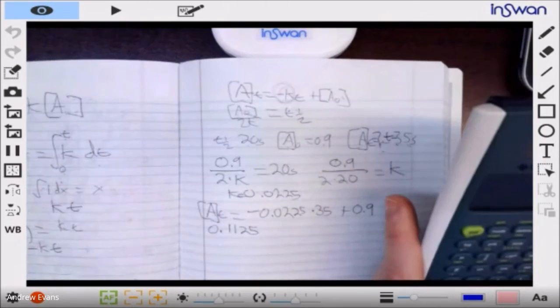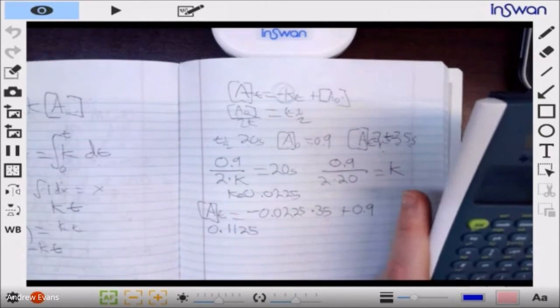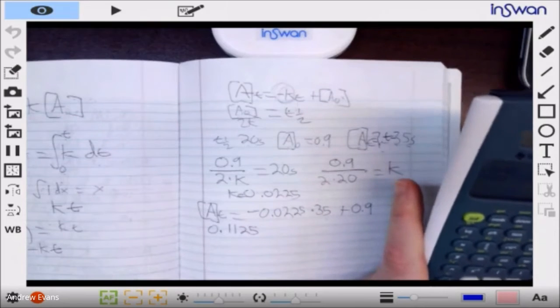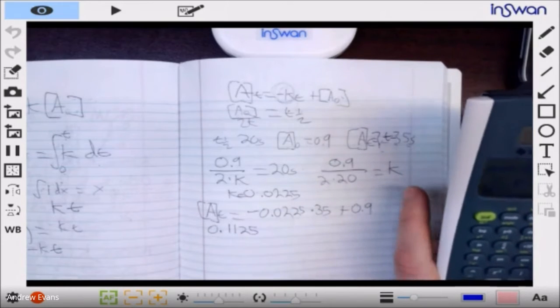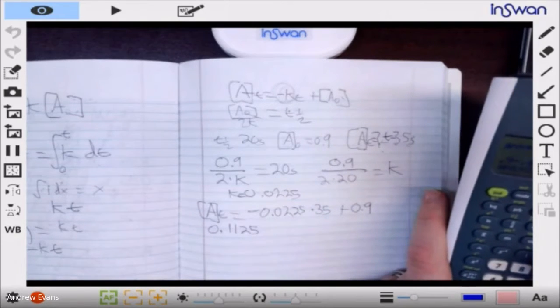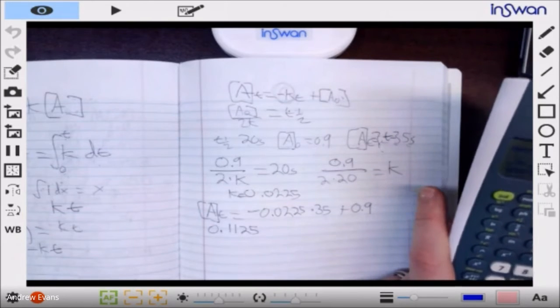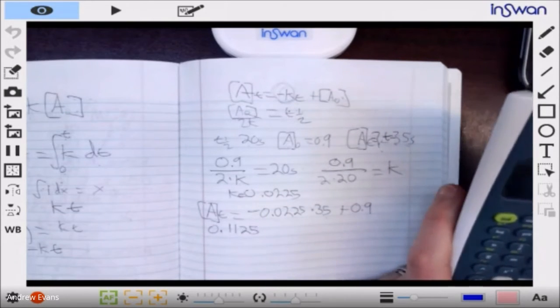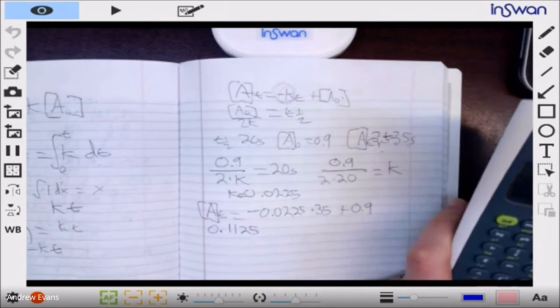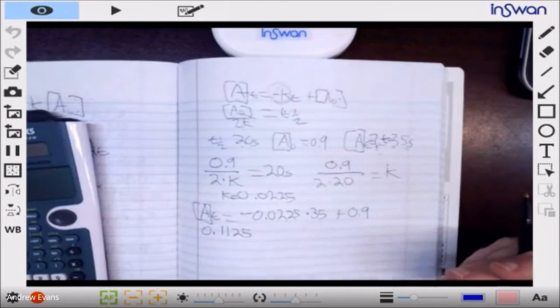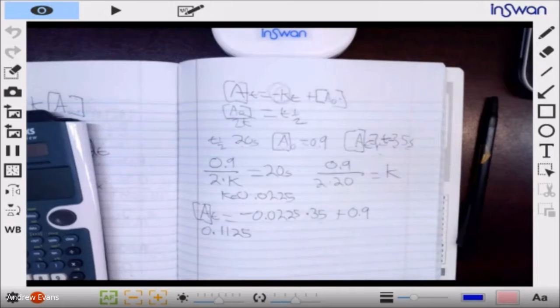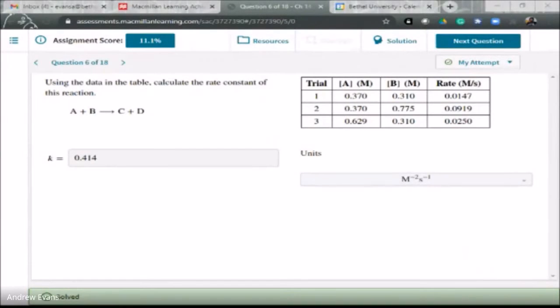Going from 0.9 to 0.45, the half-life took 20 seconds. The second half-life would be to 0.225. So we've essentially gone through about 3 half-lives in 35 seconds. If one half-life took 20 seconds, 3 half-lives took 35 seconds. That gives you a feel of how fast that proceeded.